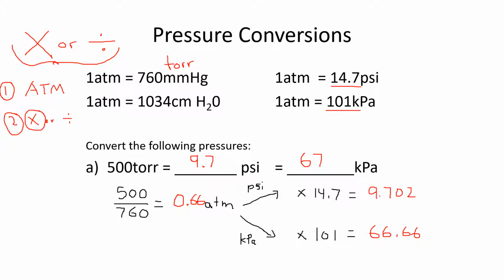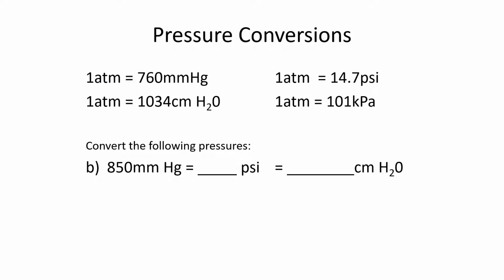So first step, divide to get into atm. Then your second step, multiply to get into your desired units. So here we divided, then we multiplied. All right, so first step, we gotta get to atm. So millimeters of mercury. Step one, we're gonna divide by the conversion factor, in this case, 760. Step two, we're gonna multiply by the conversion factor. Pounds per square inch is 14.7. Centimeters of water, 1034.